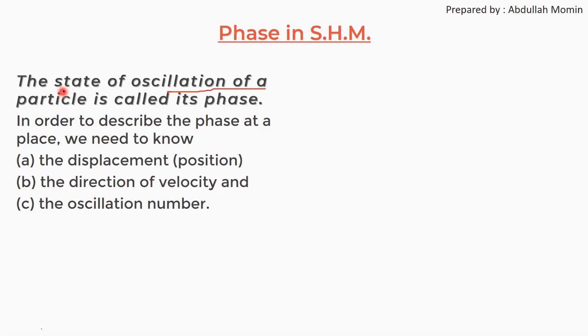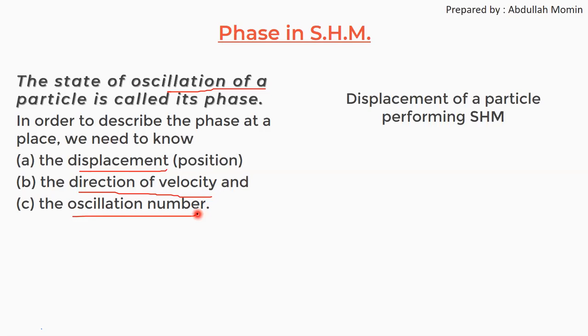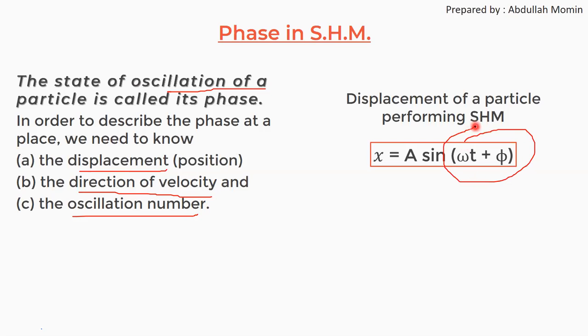So if we know the displacement, direction of velocity and oscillation number, then we can easily describe the phase. And we have the equation of displacement of a particle performing SHM as x = a sin(ωt + φ), and in this equation this bracketed term, that is ωt + φ, is nothing but the phase of SHM. So let us understand this phase, that is ωt + φ.